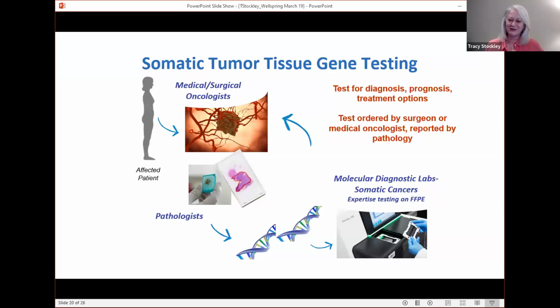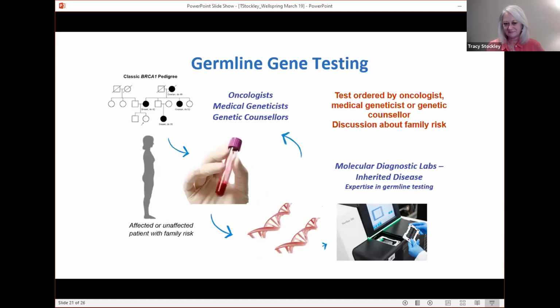And so, as a patient, how do you know what you're getting? Definitely talk to your oncologist, but even if you've had testing and you're thinking back about it, what I've been talking about has been the somatic tumor tissue testing. So that's acquired, where you're just looking at variants that are specific to your tumor tissue, not inherited. You're getting samples taken through biopsy or through surgery, and those are being tested for the treatment options. Typically ordered by your surgeon or your medical oncologist, and then reported through pathology.